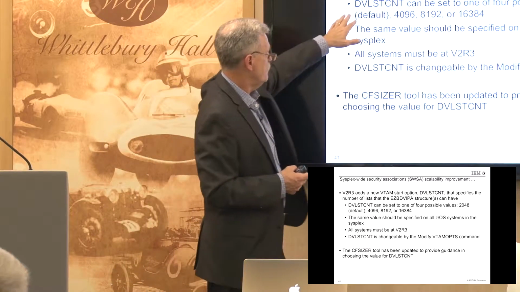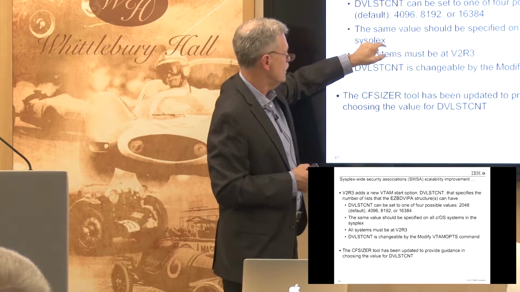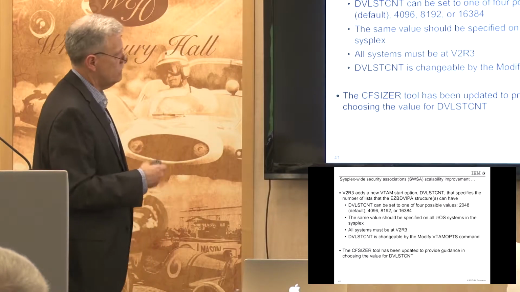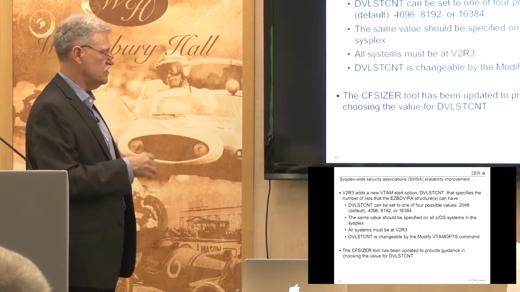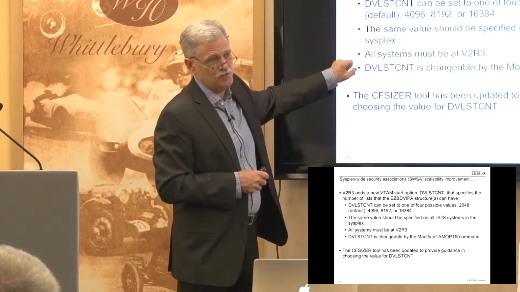So the DVIPA list count can be set to one of 4 possible values. The default is 2K, but it can also be set to 4, 8, or 16K. The same value should be specified in all z/OS systems in the Sysplex. All systems to use this function must be 2.3 or above.